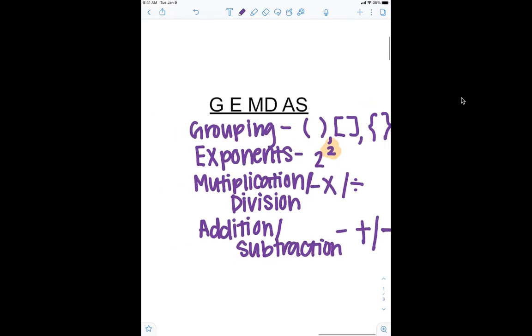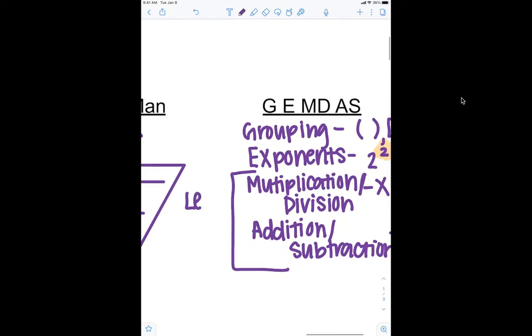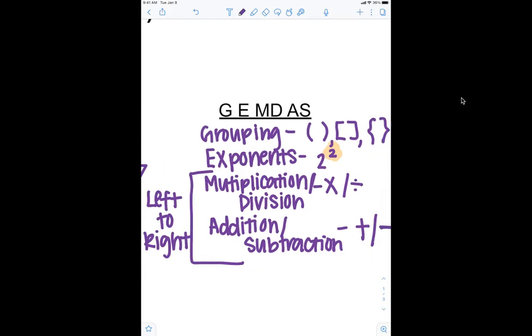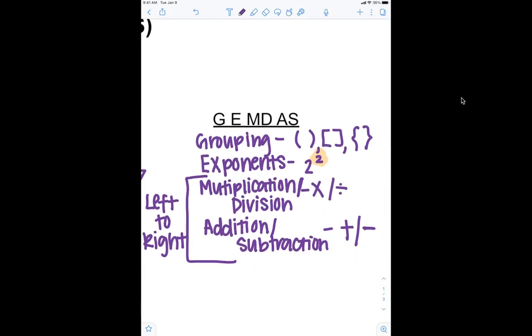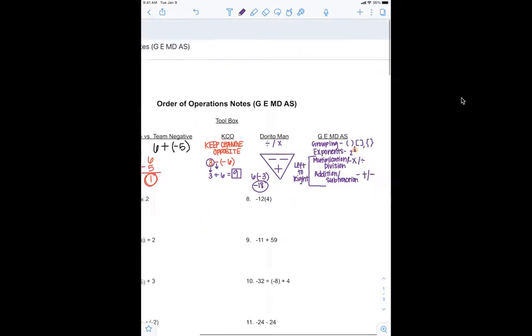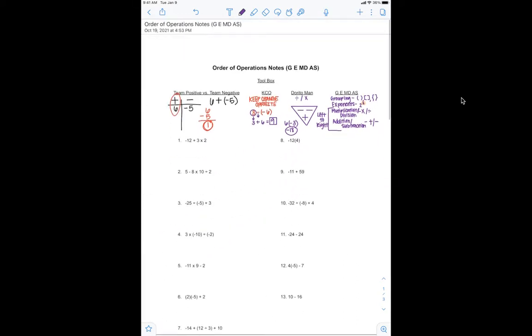And again, we have to remember these things go from left to right. So just like we would read a book, whatever comes first in our problem goes first. Okay, so there's our toolbox. We've got all our tools. Now let's get busy. Let's get started.